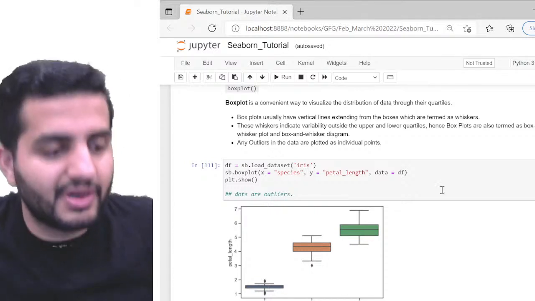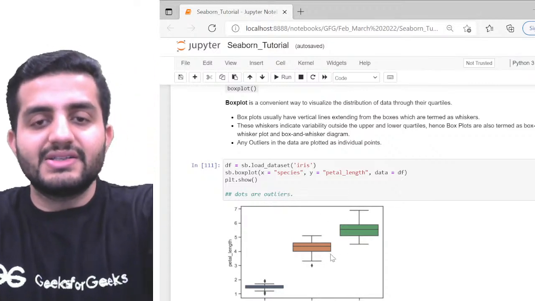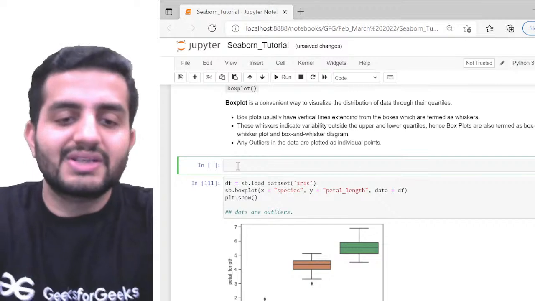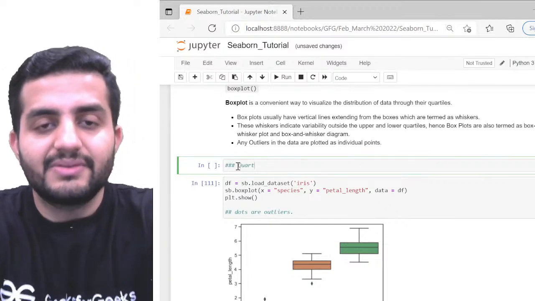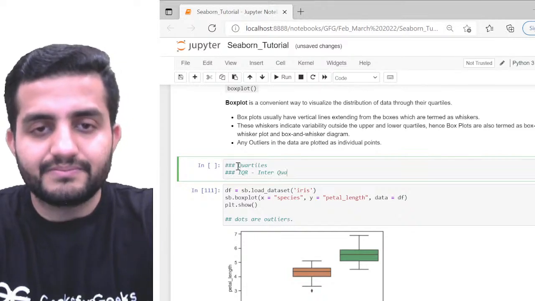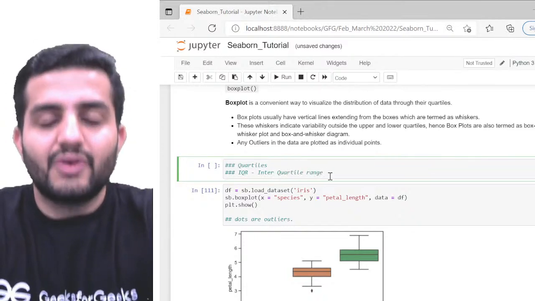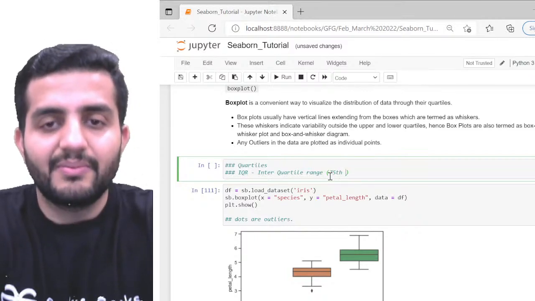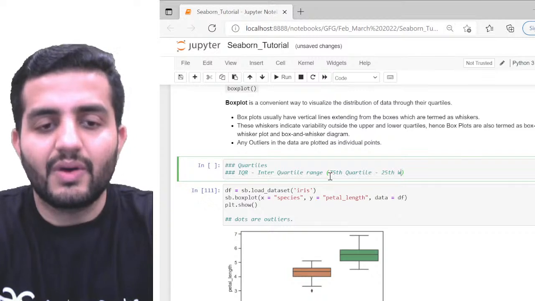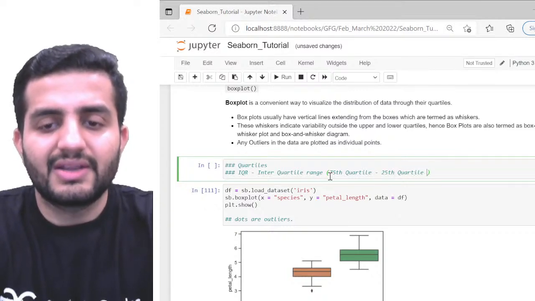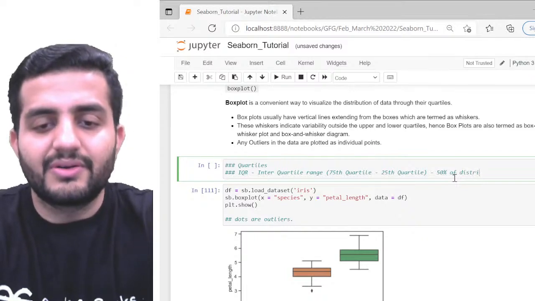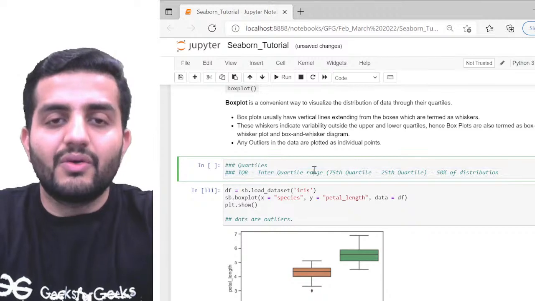So I'll tell you how exactly a box plot works. In a box plot, what you can see here is the box. We have a central box and then we have the lines. Here, the important thing to understand is we have two things: we talk about the quartiles and then we talk about the IQR, or interquartile range. The interquartile range is nothing but my 75th quartile minus the 25th quartile, so nothing but 50% of the data, 50% of the distribution. That's what IQR means.